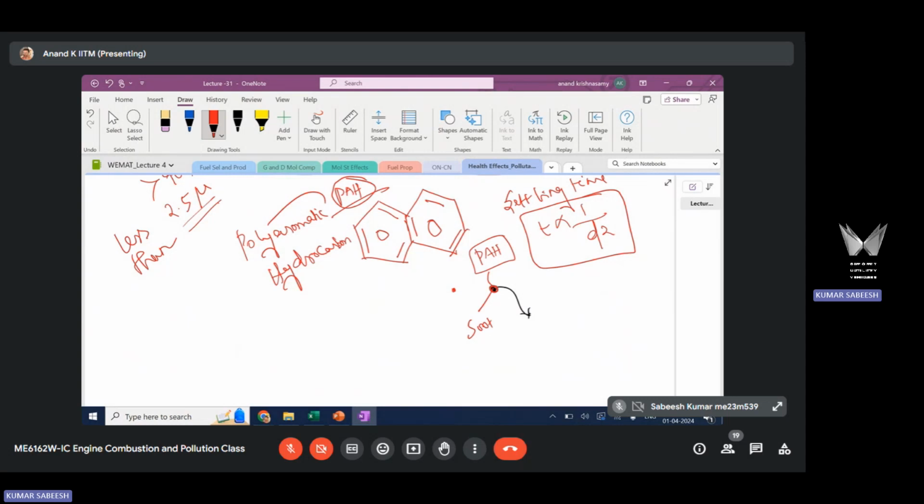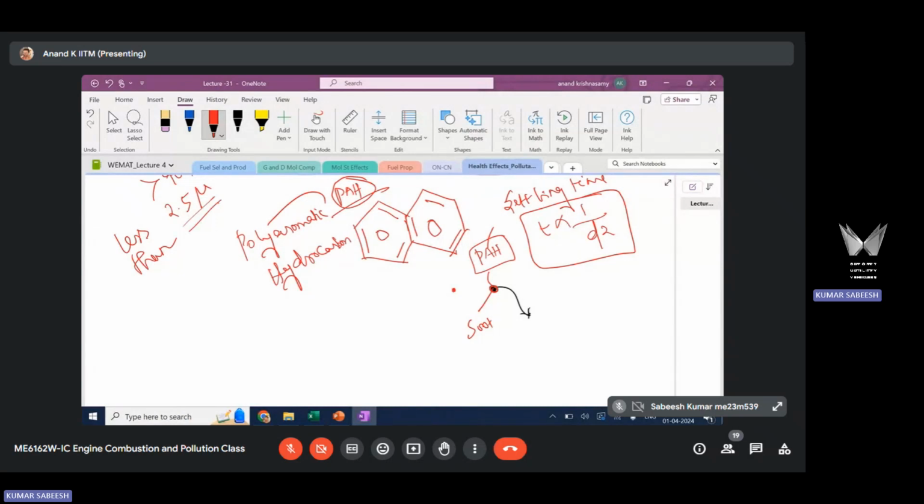You have a particle surface, and on that surface the liquid phase polyaromatic hydrocarbon can get adsorbed. You know what adsorption is, it's a surface phenomenon. So this will get deposited, or in fact, you can say that the particles are coated with PAH. Once you inhale air containing these particles along with PAH, you can imagine what damage it creates on human health.